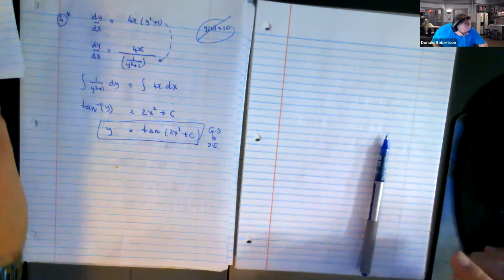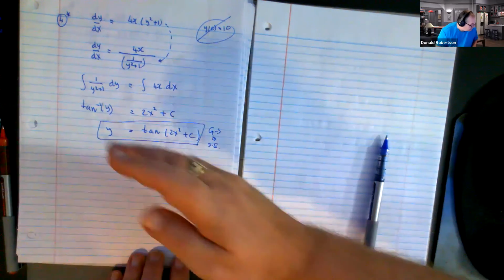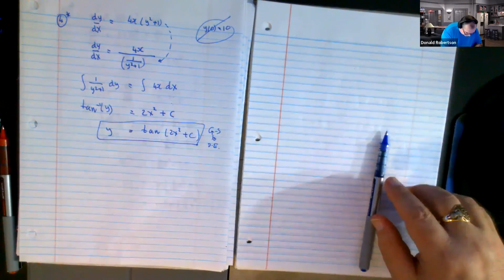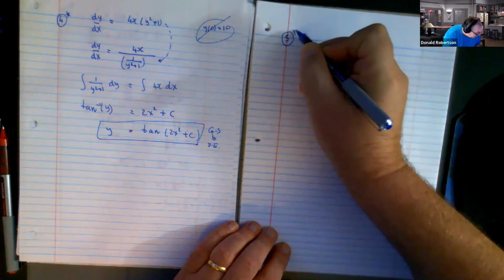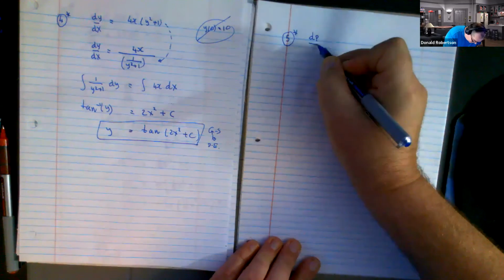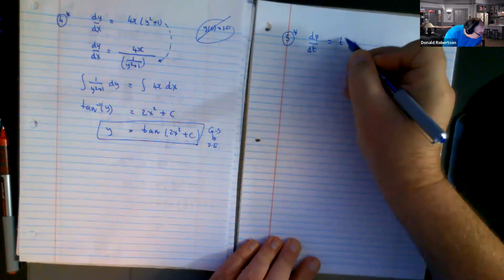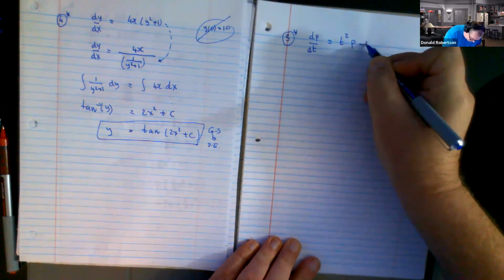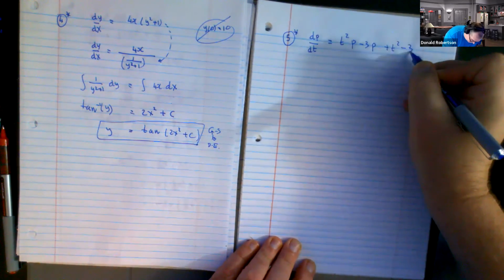If you like puzzles, differential equations are fun because of all the little algebra tricks that you need to do. So here is a massively ugly one. So it is dp by dt instead of dy by dx, and it's equal to t squared p take away 3p plus t squared take away 3.